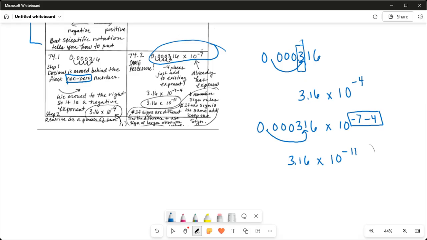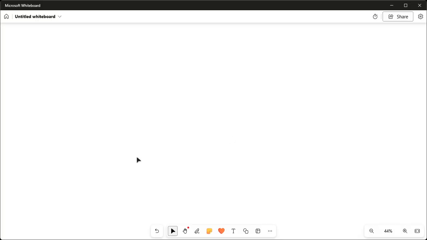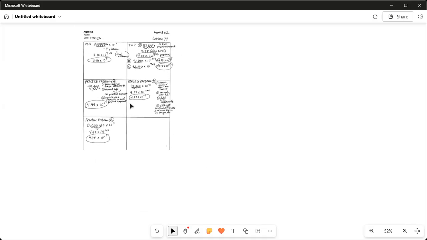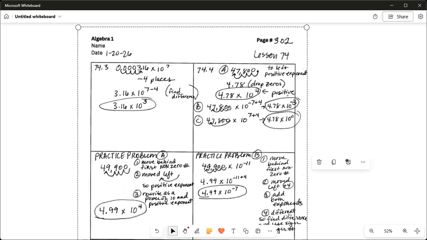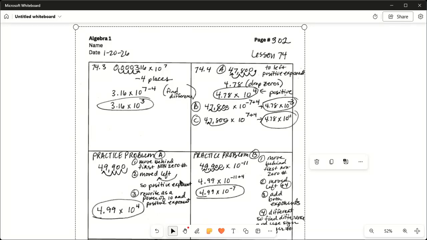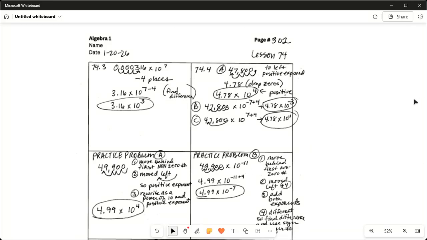Okay, great. Let's go to the next example problem. Okay, so this is 74.3. In this case, it's the same problem, but this time it has a positive exponent. So it's going to be 7 plus a negative 4. So that's the same as saying 7 minus 4, which is a positive 3. So it's 3.16 times 10 to the third.